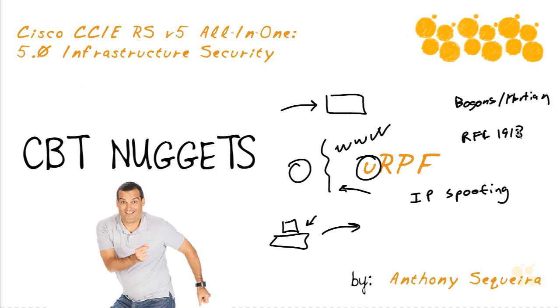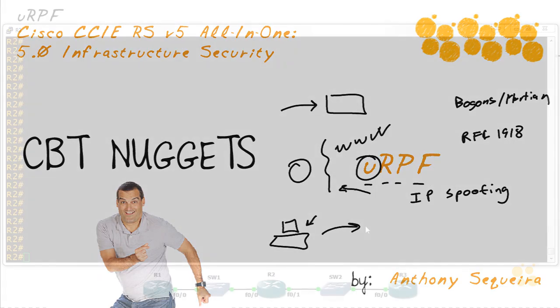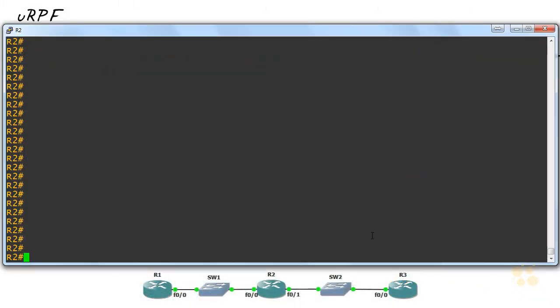Sure, you could create really complex, difficult to maintain access control lists at edges of your network to try and guard against this, but why not automate it with the Unicast reverse path forwarding feature? Like so many powerful features with Cisco systems, this is just so easy to configure. I'll go to R2 here and let's pretend the fast Ethernet 0/1 interface is connecting out to some untrusted portion of the network or maybe even the World Wide Web itself.